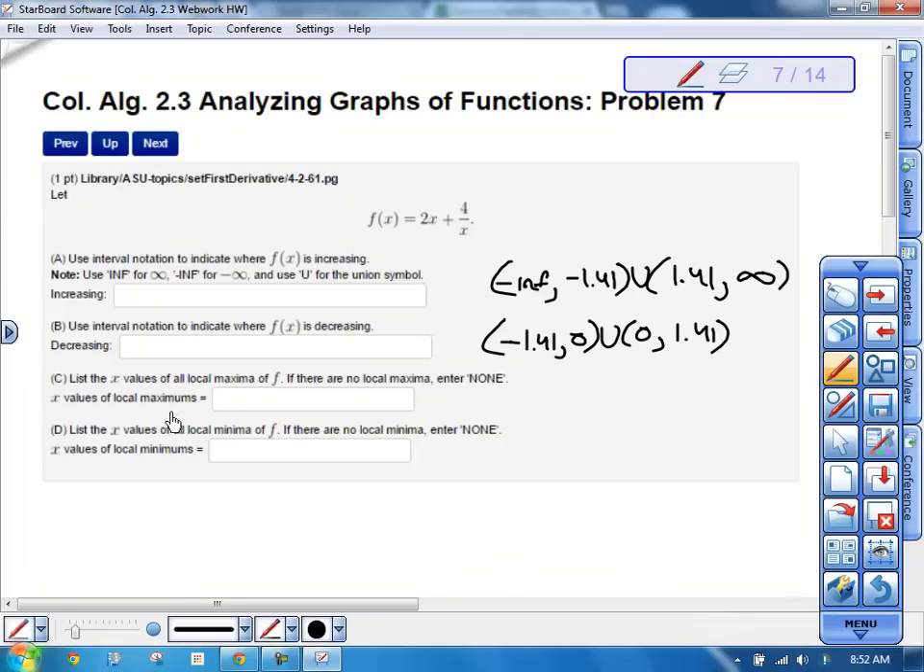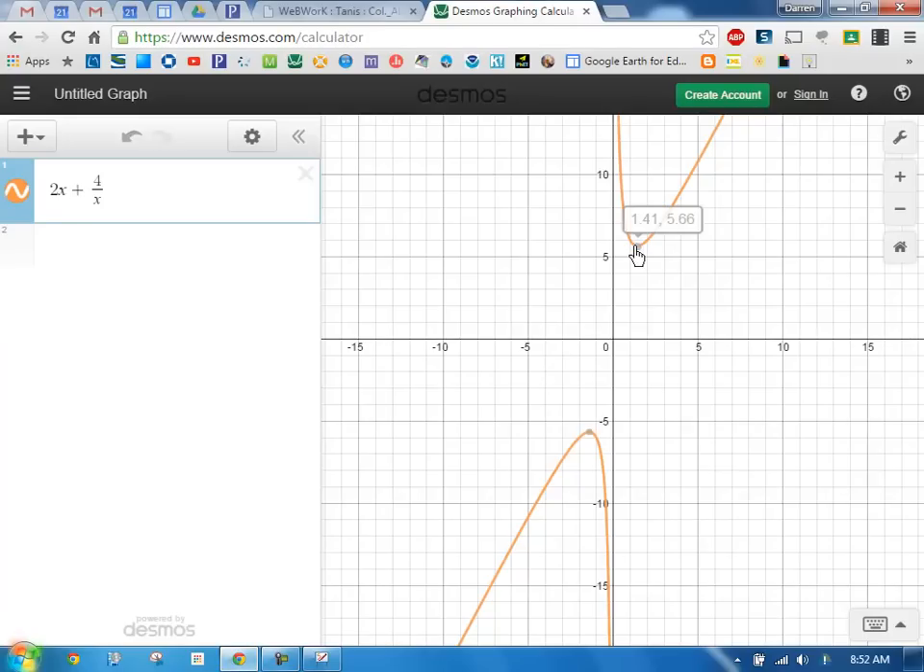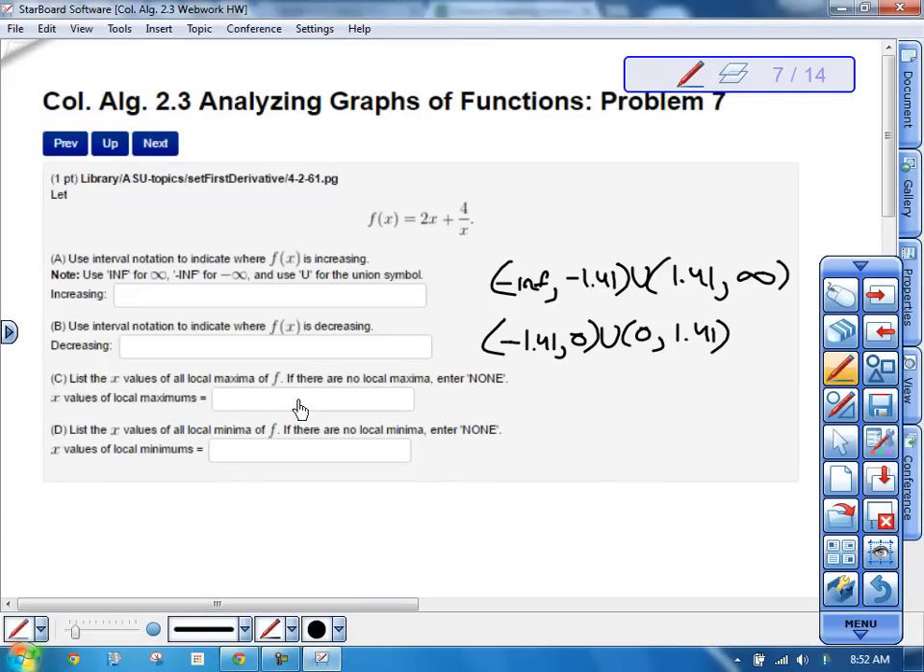All right, the next question asks the x value of the local maximums and x value of the local minimums. So once again, the x value of the local minimum here is 1.41, and maximum is -1.41. So local maximum -1.41 and minimum 1.41.